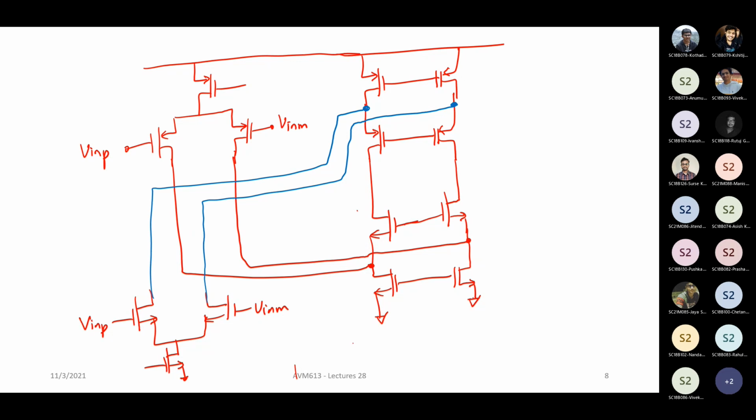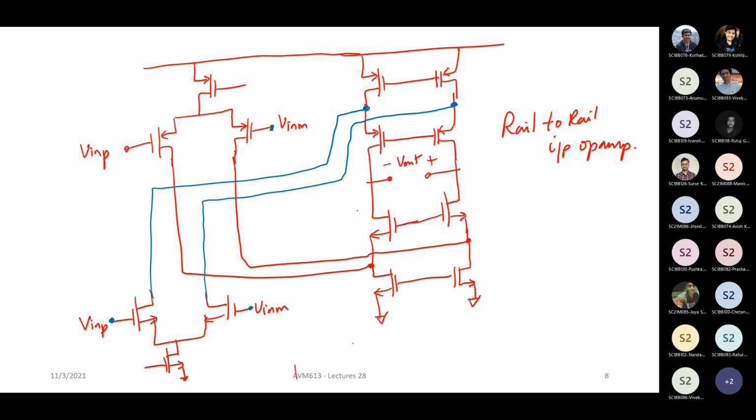You have both, and as you can see, both these terminals are shorted together and these two terminals are shorted together. This becomes a rail-to-rail input OTA or rail-to-rail input op-amp, because you take your output in this way. So this is a rail-to-rail input op-amp.